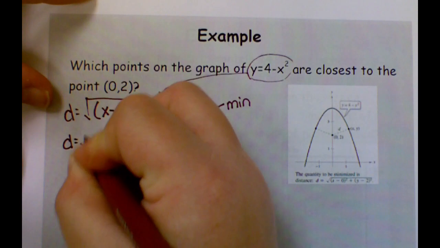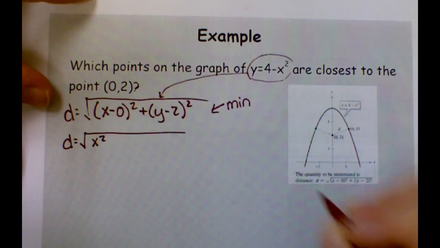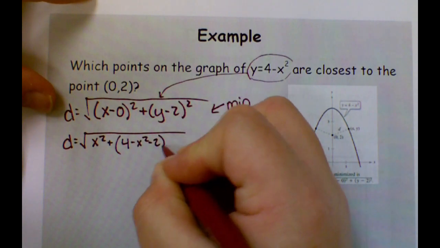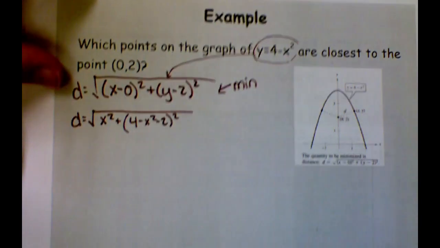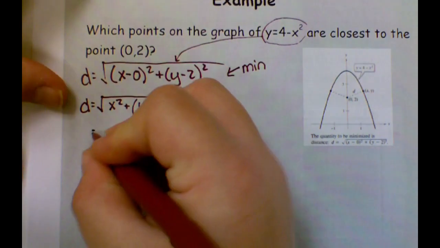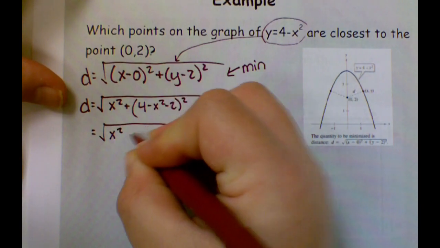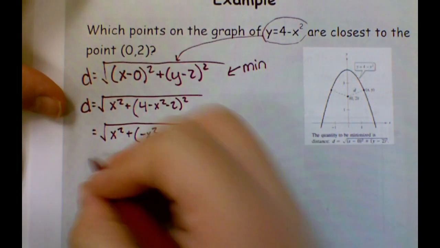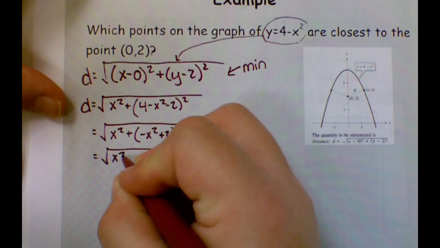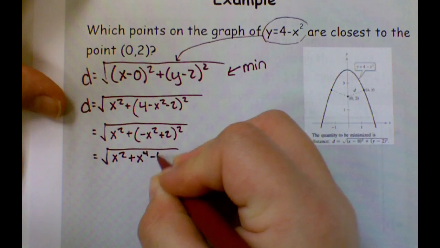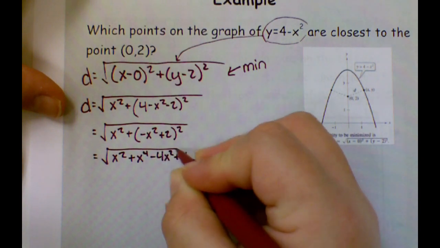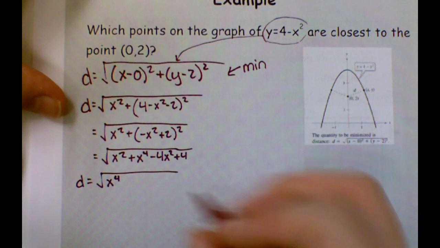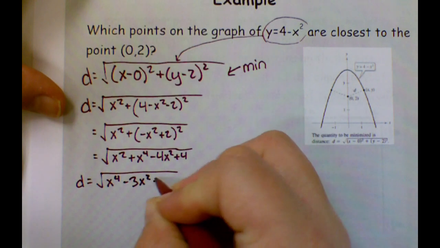So my distance is the square root of, that just becomes x squared, plus (4 minus x squared minus 2) all squared. I'm going to simplify that function a little bit before I take the derivative. I get x squared plus (negative x squared plus 2) all squared. x squared plus x to the 4th power minus 4x squared plus 4. So my original problem is going to be the square root of x to the 4th power minus 3x squared plus 4.